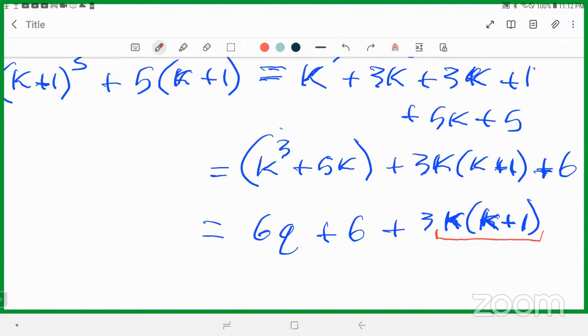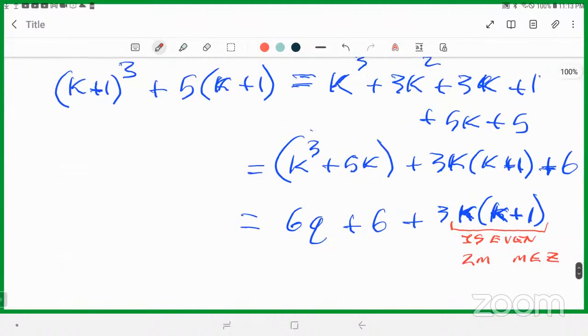And an even number can always be written as 2 times some integer. So this right here, I'm going to write it as 2 times m. And this is where you have to tell the examiner: the product of 2 consecutive numbers is even. Let me write it. It is even. And an expression that is even can be written as 2 times some constant, where the constant is an integer. So I'm going to replace this with 2m.